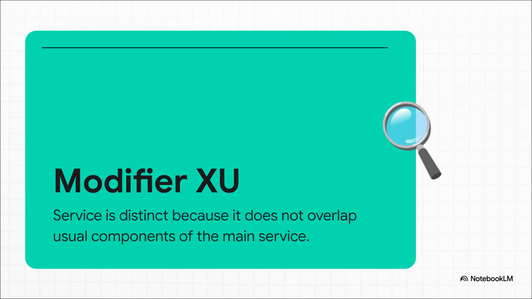Okay, moving right along, let's transition over to what I consider the trickiest of the bunch, Modifier XU. This one stands for Unusual Non-Overlapping Service. The official definition tells us that a service is distinct because it does not overlap the usual components of the main service. Out of all four X modifiers, this is hands down the most specific and frankly the most heavily restricted subset of Modifier 59. You are reserving this strictly for unique, non-overlapping characteristics of a service that go way.